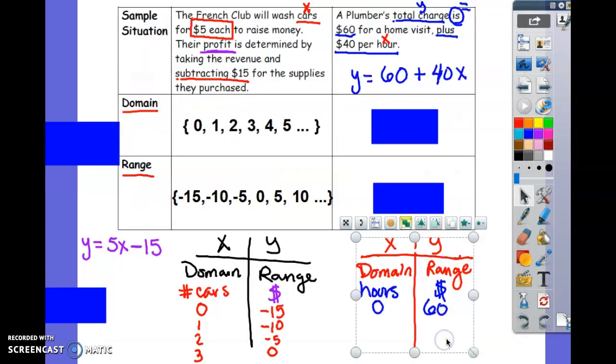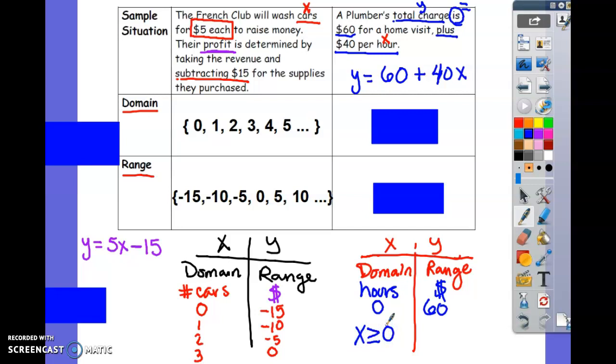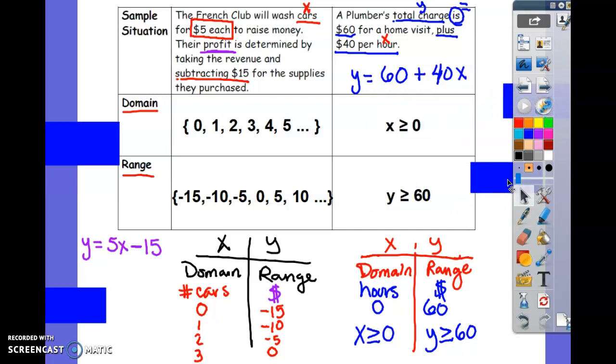So my domain and my range, the x is going to be greater than or equal to 0. Okay? Because it's anything greater than 0. And he's going to start getting paid at $60, so my range is y greater than or equal to 60. Anything above $60. Okay? And if I take this off, that's exactly what we wrote here.